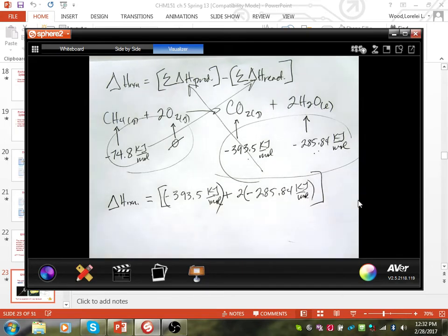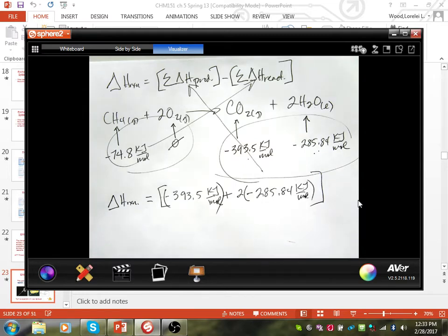Does everybody see why I did those? Use those numbers. 393.5 comes from my enthalpy of formation of carbon dioxide. Why did I take my enthalpy of formation for water and multiply it by 2? Because I'm making 2 of them, right? So I've got to use 2 of them when I'm figuring out my enthalpy.